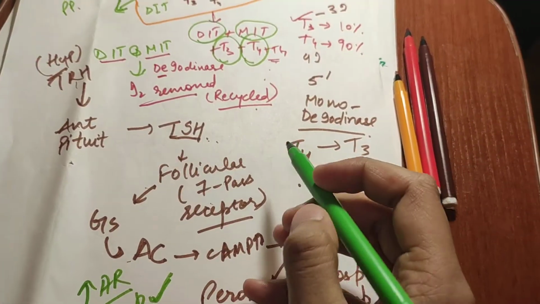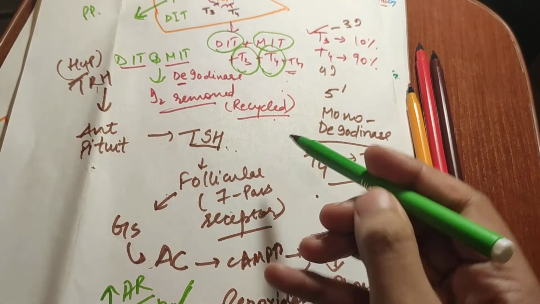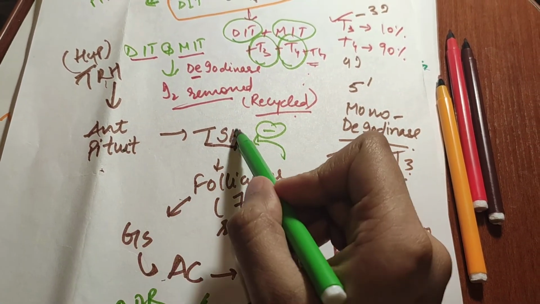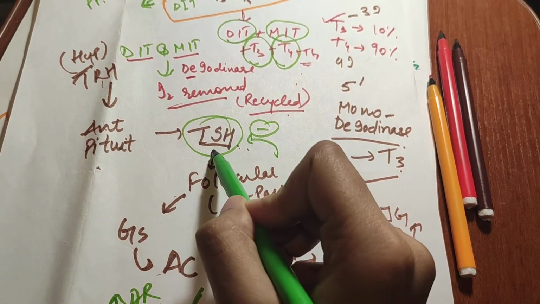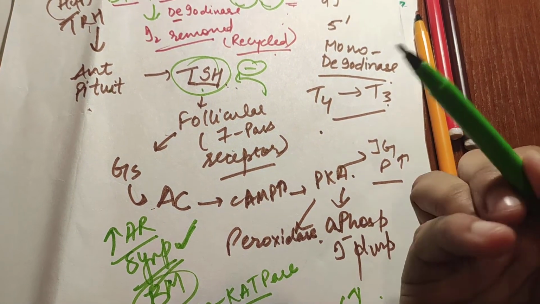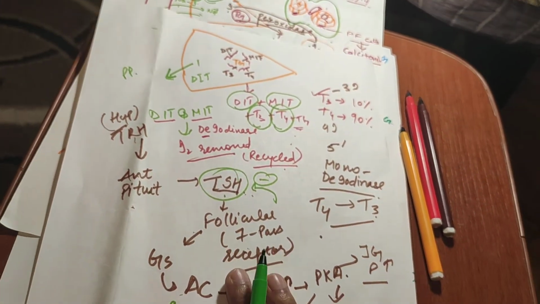And if T3 and T4 are more in the blood, then T3 and T4 will give negative feedback to the anterior pituitary to produce less TSH. If less TSH is produced, then these things will not happen, and there will be lesser production of T3 and T4. So this was all about the thyroid gland.